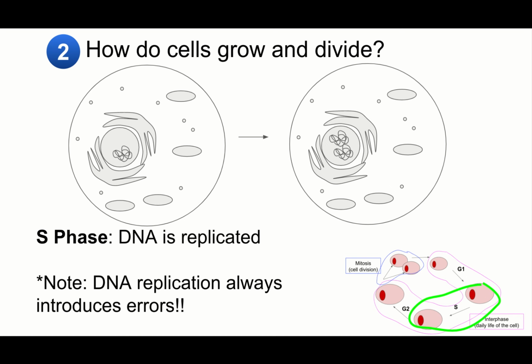And there's a note down here. This is really important. Note, DNA replication always introduces errors. Those errors are called mutations. And if you think back to our cancer lessons, you know that's a big problem, because mutations in DNA are what change the instructions of DNA and can lead to things like cancer. So we've got to fix those errors.